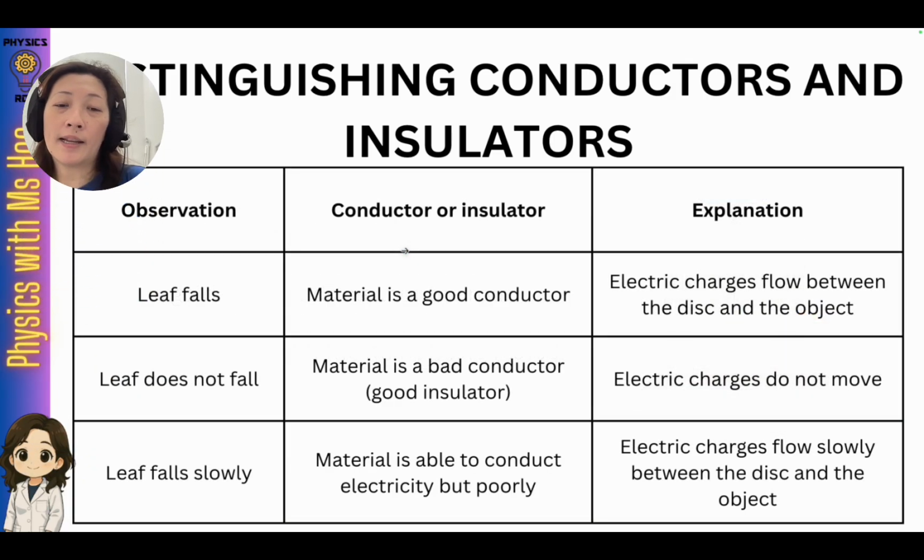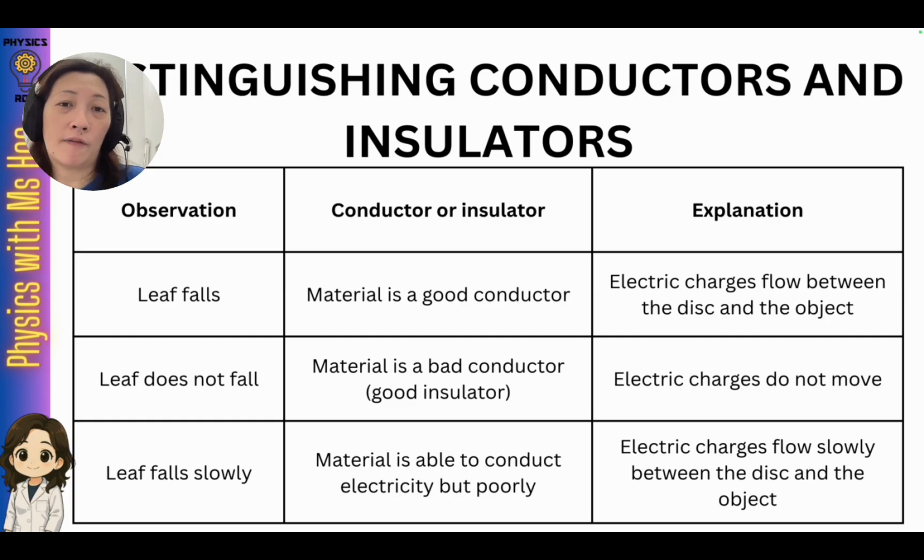So if we observe that the leaf falls, that means that the material is a good conductor. And the explanation for this is because electrical charges are able to flow between the disc and the object. The direction that they flow in depends on which object is more negatively charged. Why is this indicative that the material is a good conductor? Because if the charges are able to flow, that means the strip and the gold leaf will end up being neutralized, and that's why the leaf would fall.